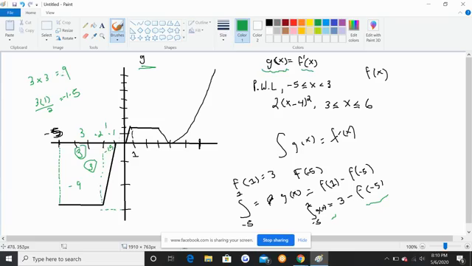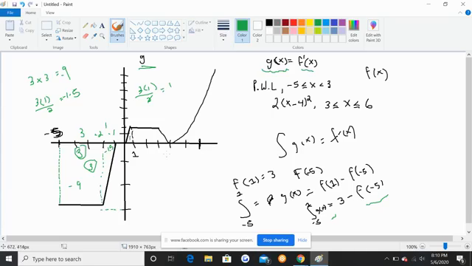Right. And now this is going to be positive because it's above the x-axis. We have another triangle, right? So we have 2 times 1 divided by 2. That's easy, right? 2 times 1 divided by 2. The 2's cancel. We have 1, and this is positive.